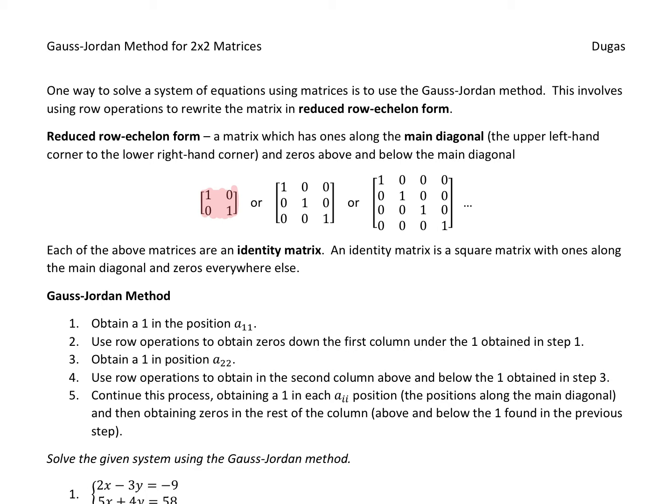Oftentimes, you're not given a matrix that looks like that, right? We're given a matrix or a system of equations with a lot of different numbers involved. But you can use your row operations to reduce it to look like that. So what you're going to try to do is rewrite your matrix so that the left-hand side of your augmented matrix, or your coefficient matrix, is an identity matrix, okay? And the method to do that is called the Gauss-Jordan method.